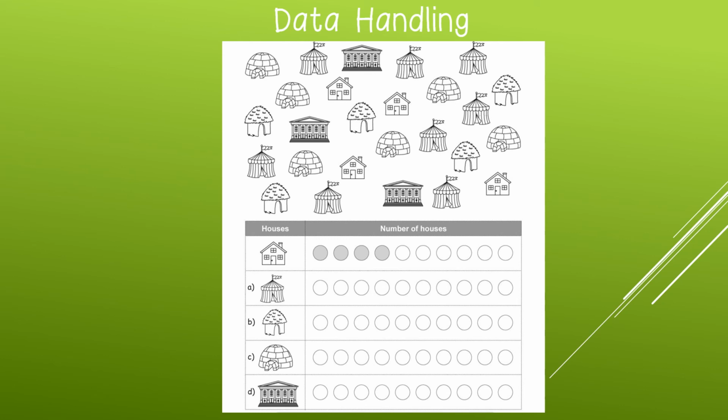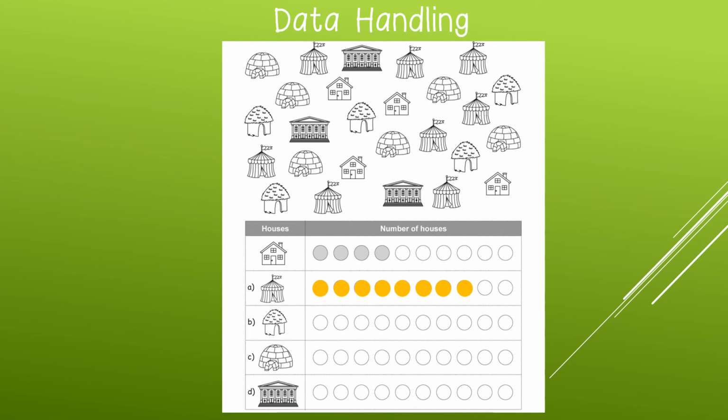So now we are going to do A, B, C, and D together. So A is a tent. So let's count how many tents there are. 1, 2, 3, 4, 5, 6, 7, 8. So now we need to color in 8 circles to show that there are 8 tents. 1, 2, 3, 4, 5, 6, 7, 8. So this shows us, or if someone is reading this sheet, it'll tell them that there are 8 tents in the picture above.